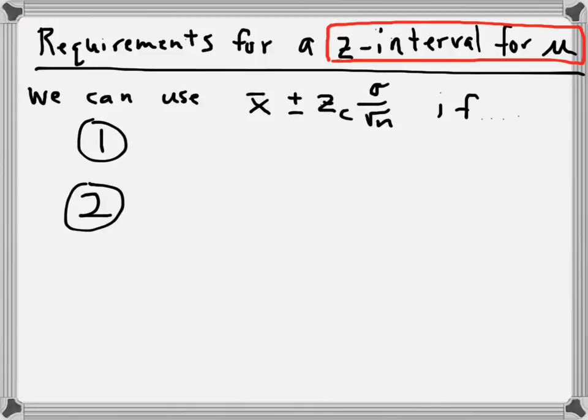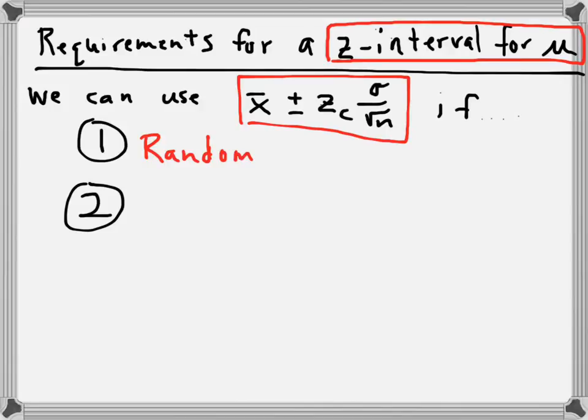Now the requirements to use this, we can't just use this in any situation, and we haven't really talked about this. But how do I know if I create a confidence interval, if it's valid or not? Because I guess there's nothing that's going to stop me from doing the math, but how do I actually know that it's valid? Well, we can use this z-interval for mu, and again, when I say that, that's essentially use this formula here, if, number one, and I did mention this before, our sample has to be random.